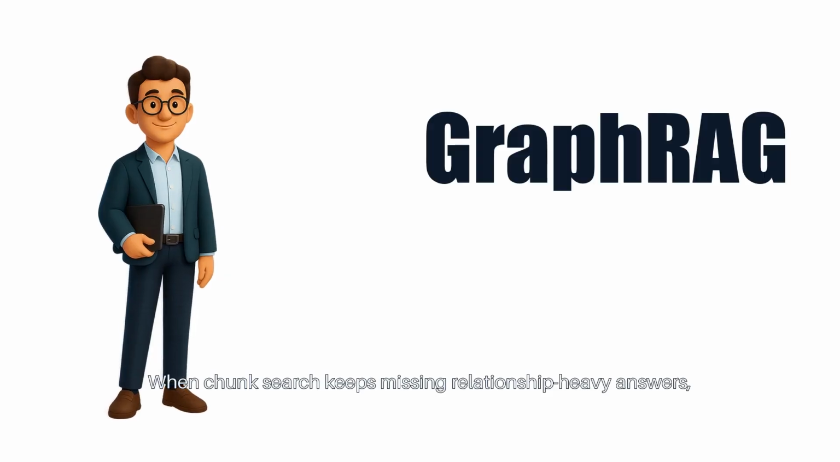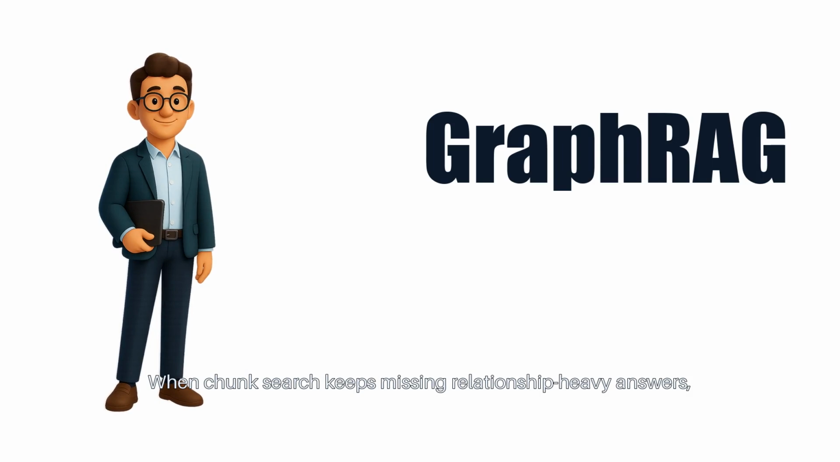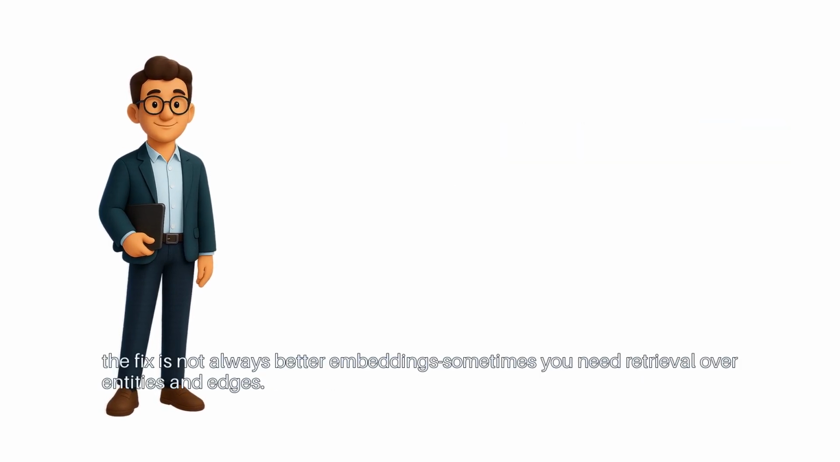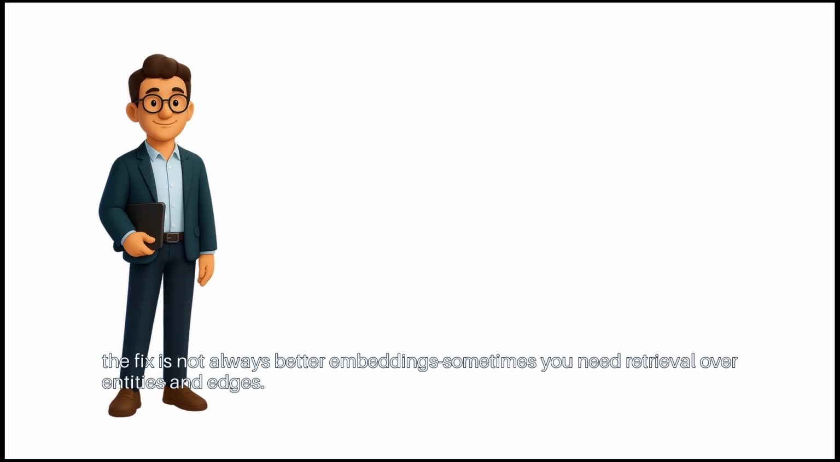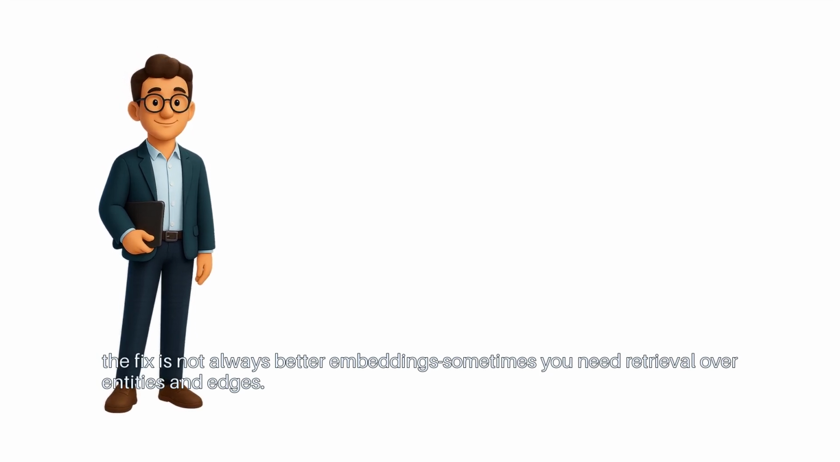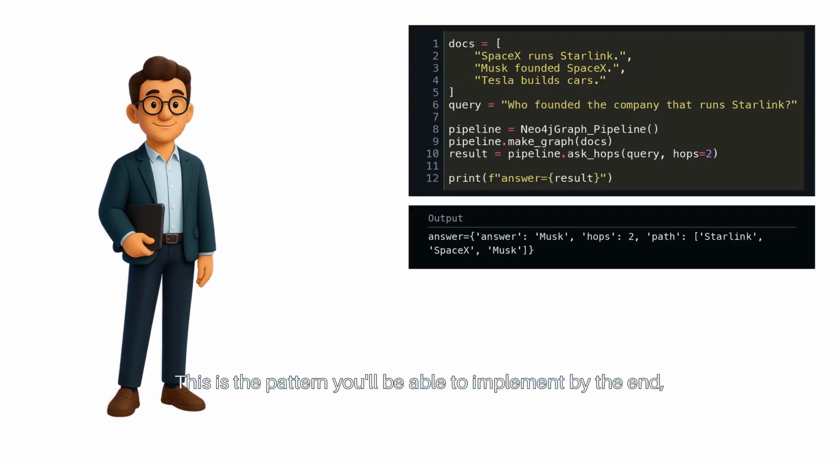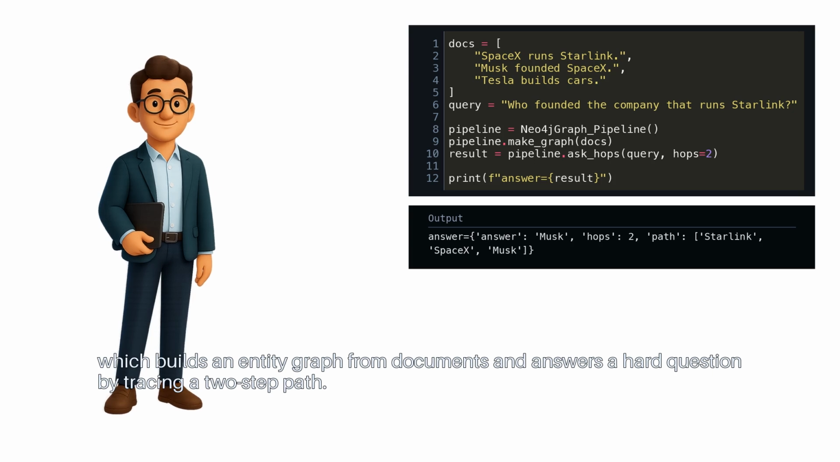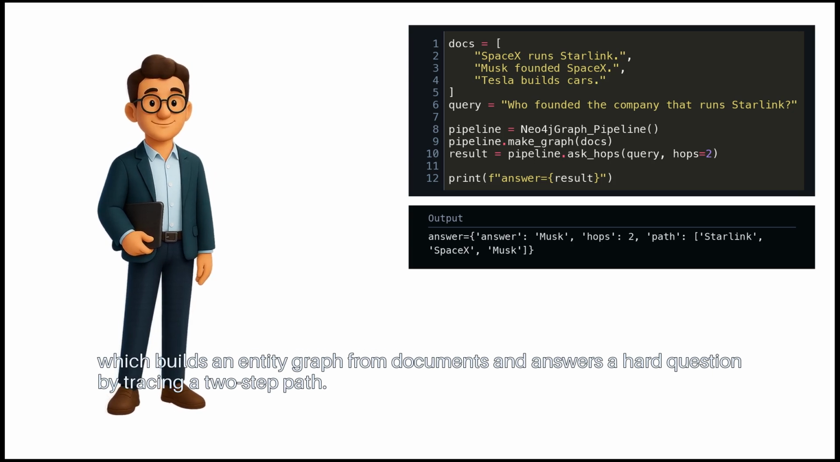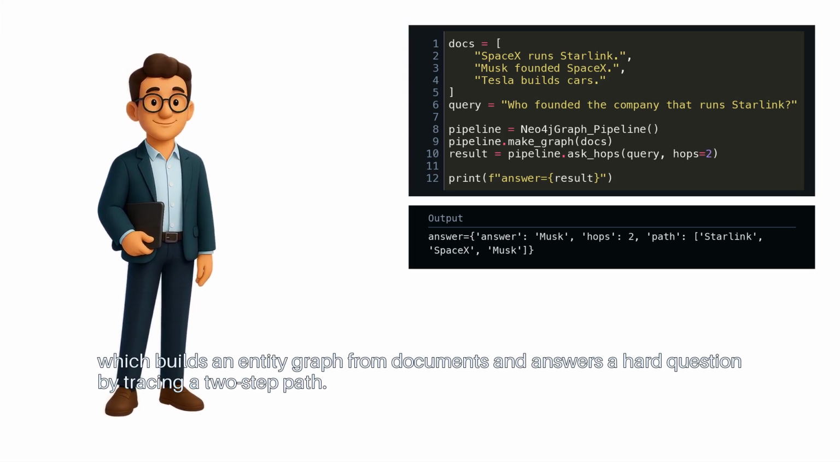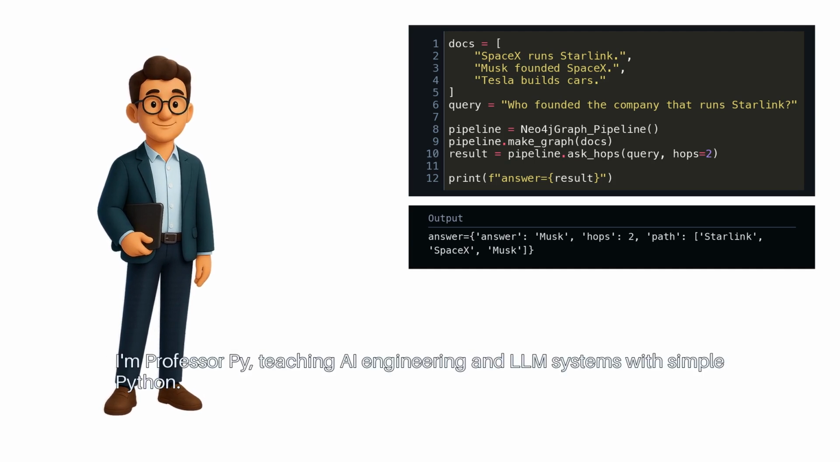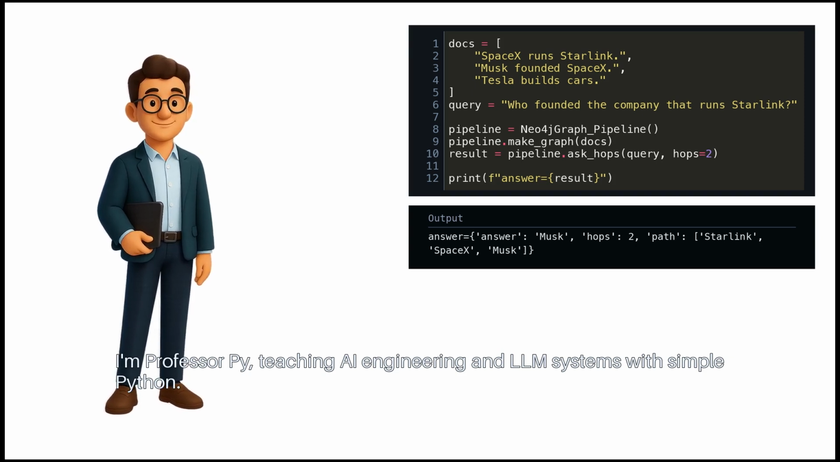When chunk search keeps missing relationship-heavy answers, the fix is not always better embeddings. Sometimes you need retrieval over entities and edges. This is the pattern you'll be able to implement by the end, which builds an entity graph from documents and answers a hard question by tracing a two-step path. I'm Professor Pi, teaching AI engineering and LLM systems with simple Python.